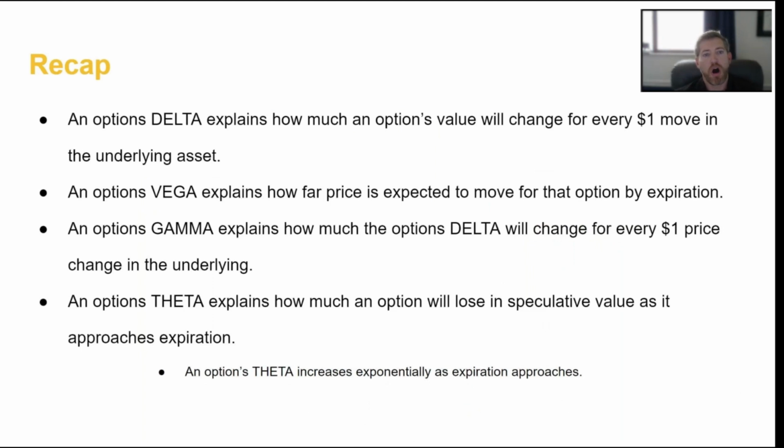So for a recap, an option's delta simply tells you how much the option will gain or lose in value per $1 change in the asset. The vega tells you how far price is expected to move by expiration. Gamma will tell you how quickly your delta will increase or decrease per $1 change. Just keep in mind with gamma that options with longer dates have a low gamma, and options with short dates have a very high gamma. So your delta can go up and down much more quickly.